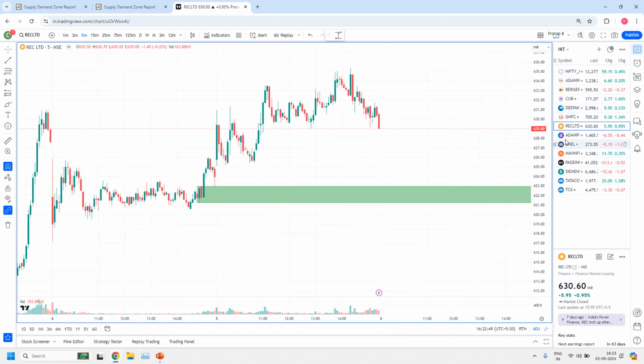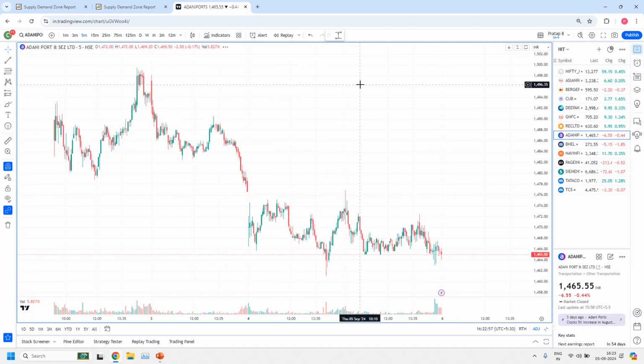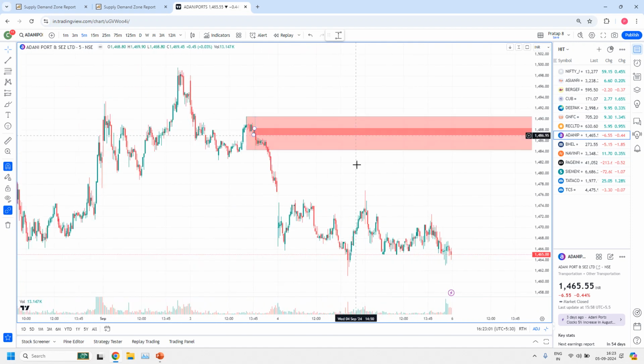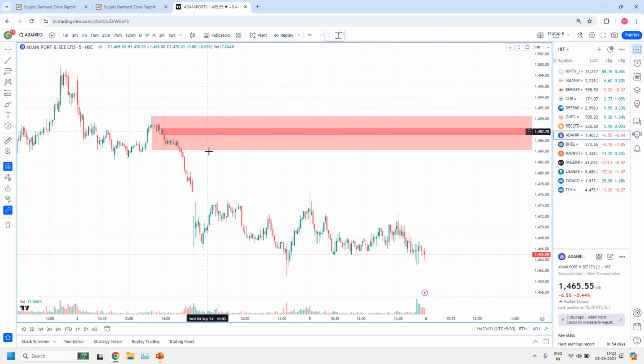Okay. Now we look into the supply zones. That means bearish trade setups for hourly income trade. First one is Adani Ports. We didn't get a trade today.